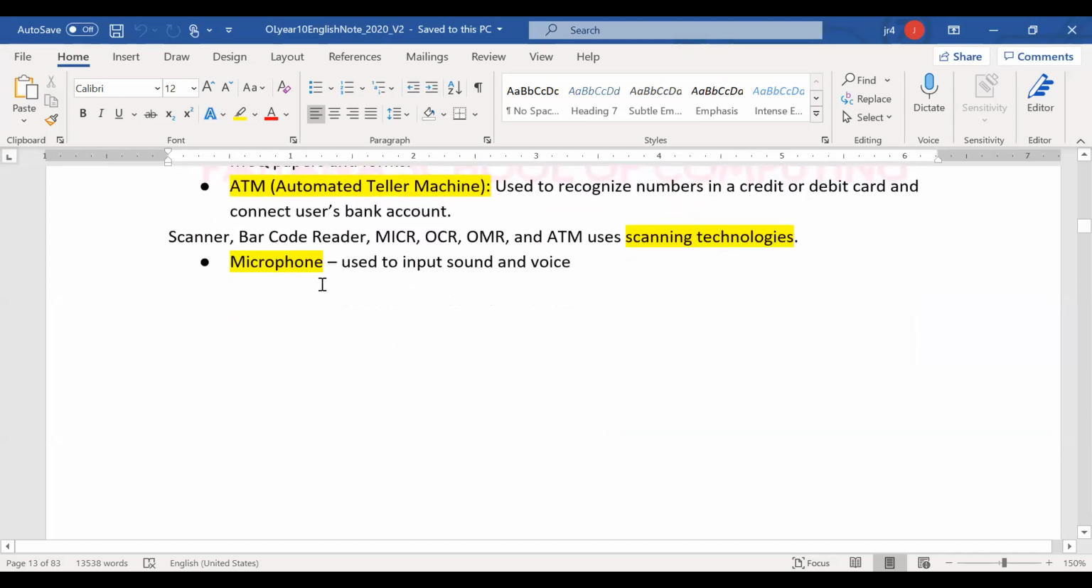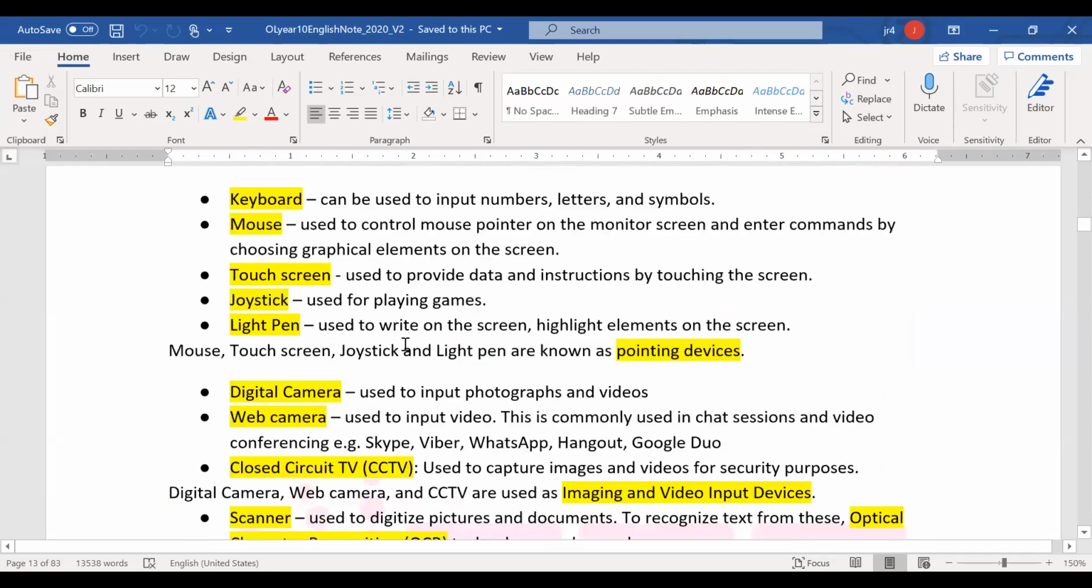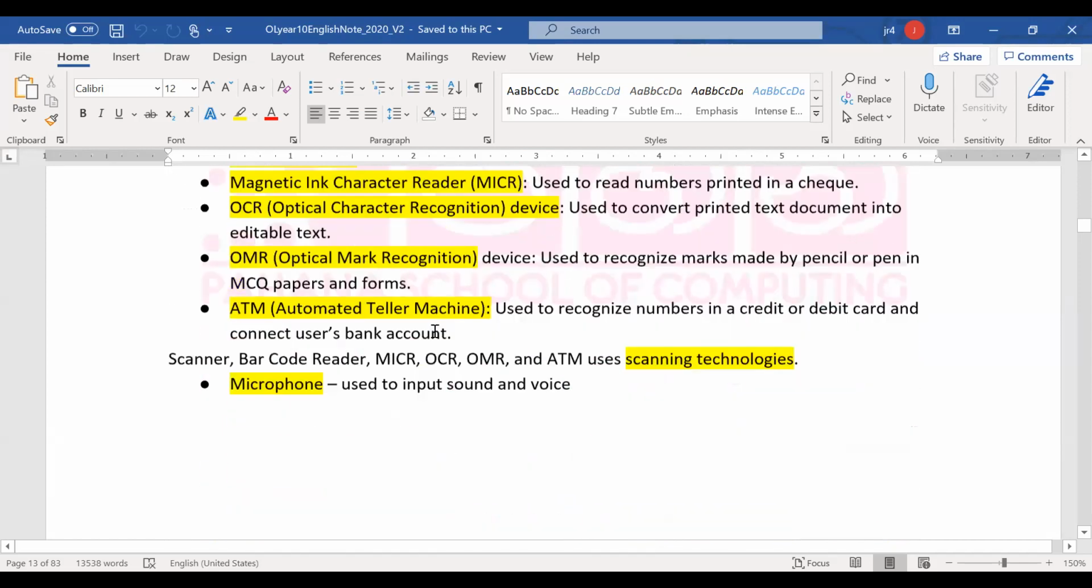Then you mentioned this earlier, like a microphone, we use to input sound and voice, and this will conclude the input devices. And usually, given a particular device, you should be able to identify whether it's an input device, output device, or storage, and so on.